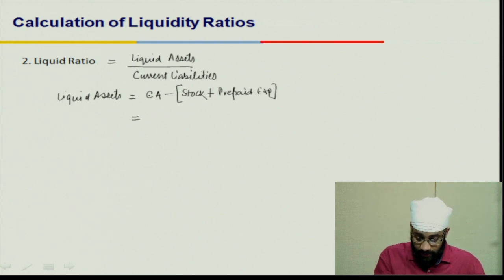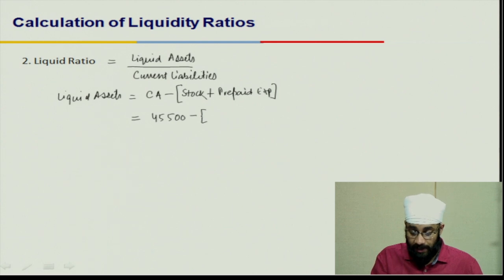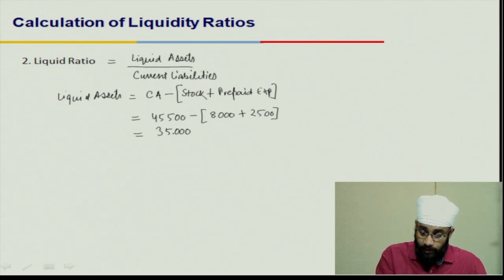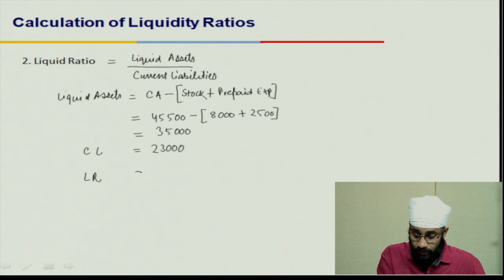So current assets, in the previous slide we saw, were equal to 45,500, and we are going to deduct the amount of stock and prepaid expenses, which is equal to 8,000 and 2,500. Now this gives us liquid assets worth 35,000 here. And we know the amount of current liabilities is equal to 23,000 from the previous ratio. Therefore, liquid ratio is equal to 35,000 divided by 23,000. And this comes out to be 1.52.